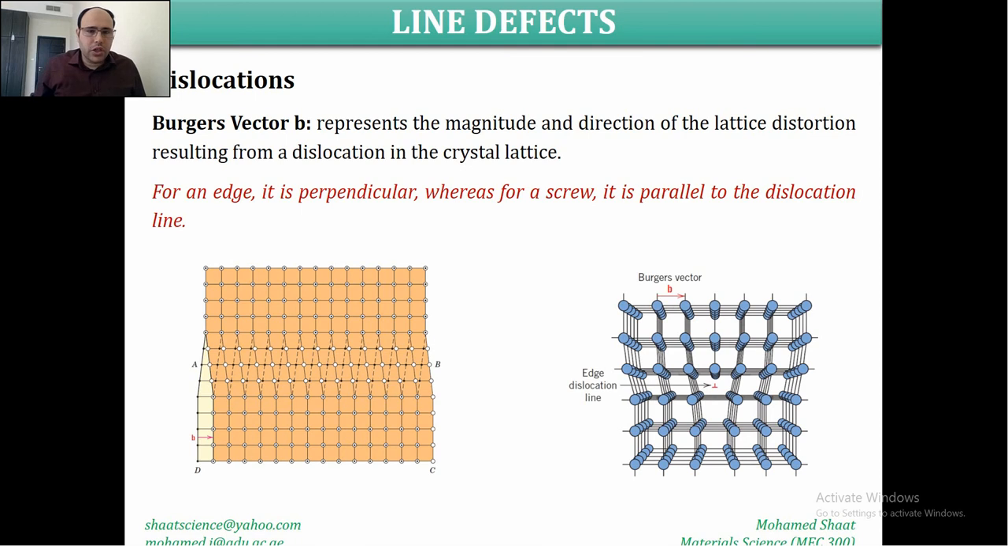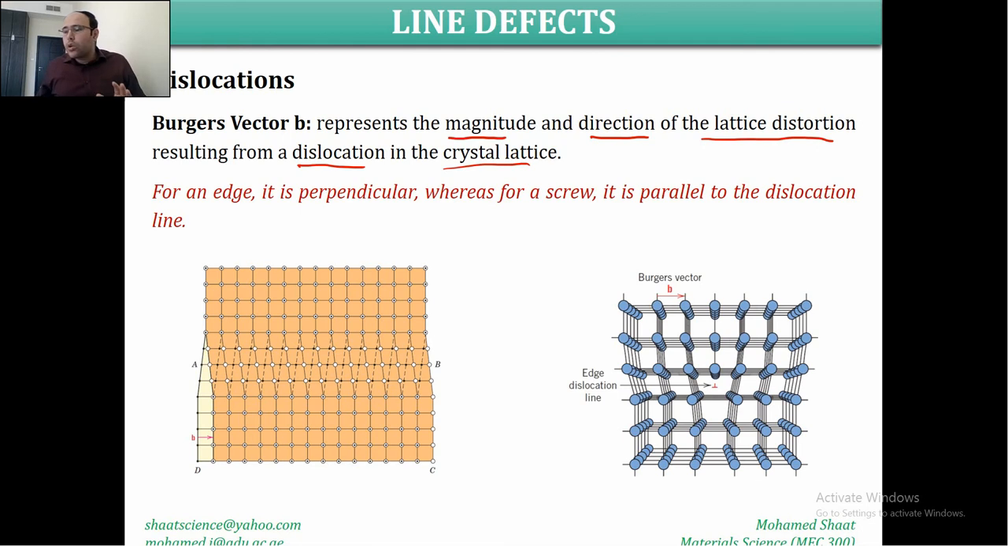So the Burgers vector represents the magnitude. That's why it is a vector. And as we know from physics, any vector quantity, to be fully described, requires a magnitude and direction. It has a magnitude and direction of the lattice distortion. It measures the lattice distortion that results from a dislocation in a crystal lattice or crystal structure. Like you have a crystal, and you have an edge dislocation or a screw dislocation. How can we measure the lattice distortion caused by these dislocations? This is known as the Burgers vector.